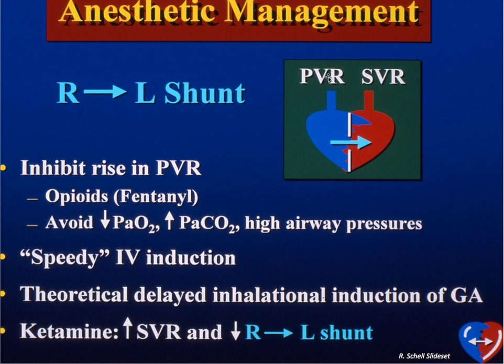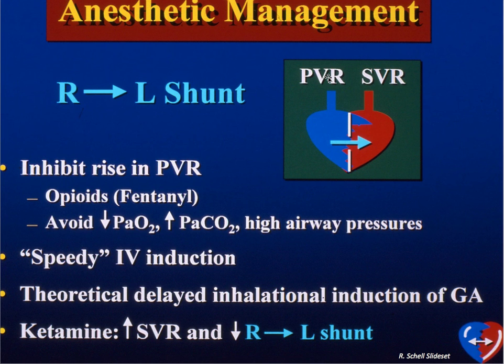When you inject an intravenous drug, it can rapidly cross from the right ventricle to the left ventricle to the brain, so there's a, quote, speedy IV induction, and theoretically a delayed inhalational induction of general anesthesia, which we'll show you in a graphic in the next 2 slides.